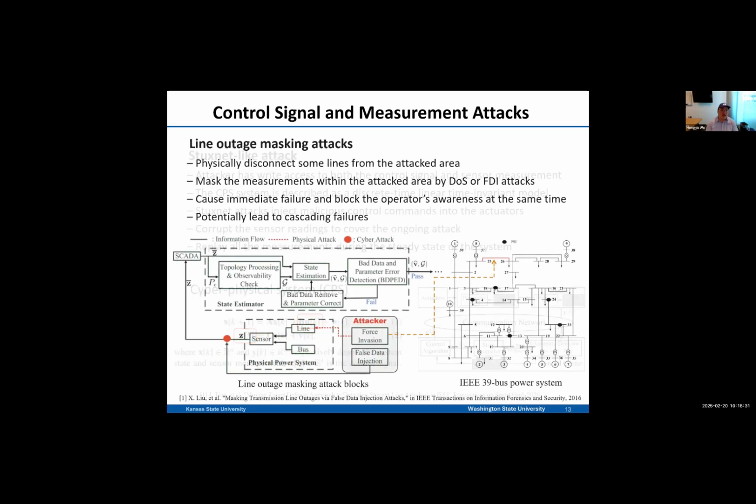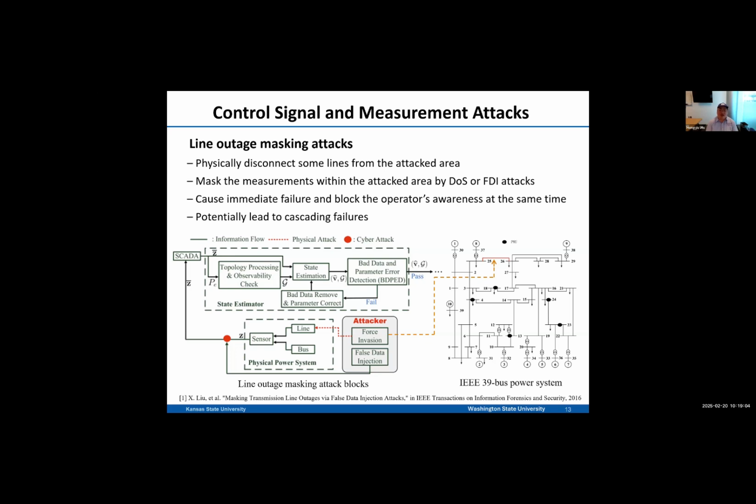Another control signal and measurement attack is the line outage masking attack. In this attack, the attacker has write access to both the control signal and sensor measurements. The attacker can disconnect some lines in the attacked area by remotely opening the circuit breaker. As a line is disconnected, the power system will experience short-term disruption like voltage violation or line overflow. Then the attacker compromises the sensors and masks the measurements within the attacked area by DOS and FDI attacks.